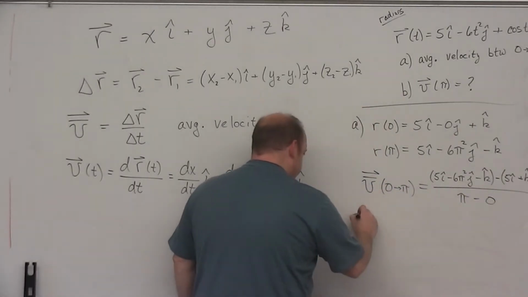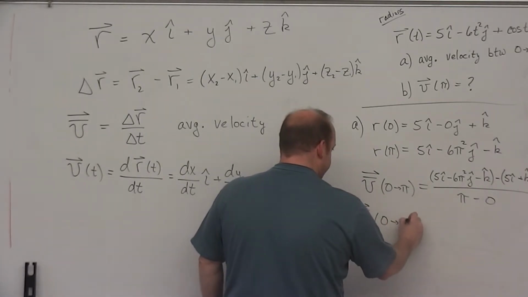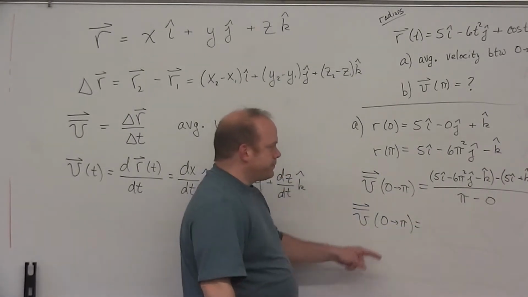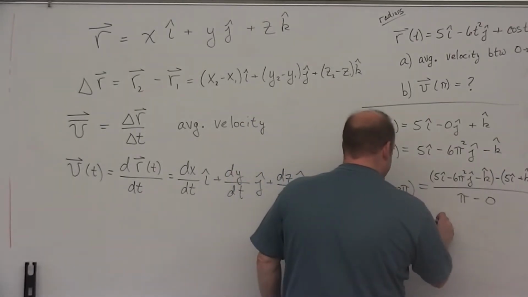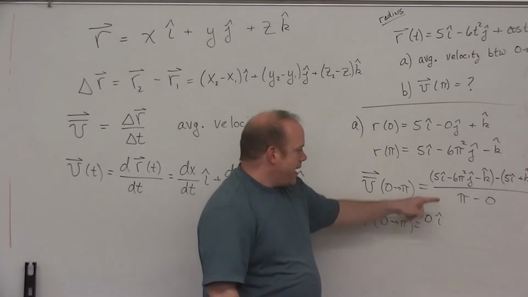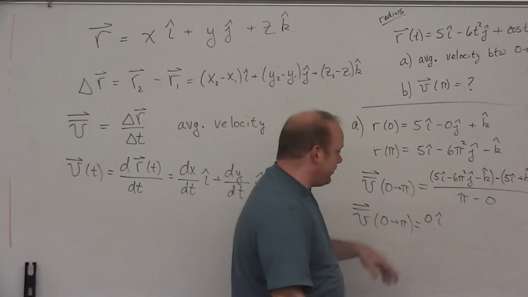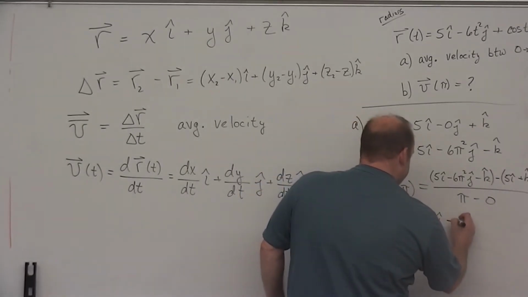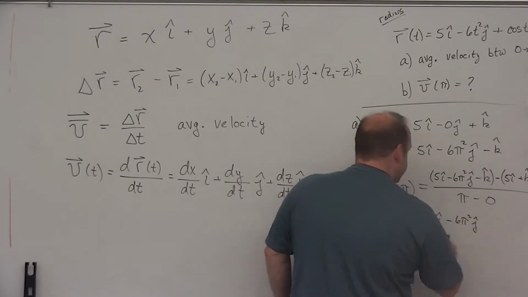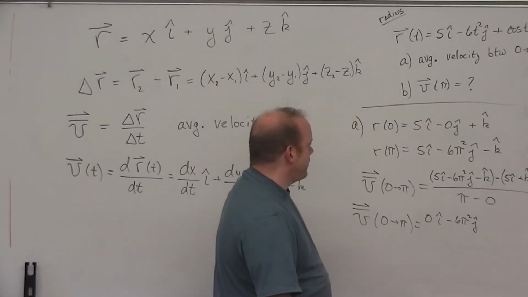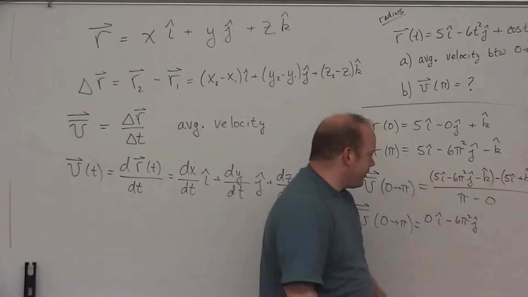So my average velocity between 0 and pi is equal to 5i minus 5i, so it's going to be 0 i hat. Negative 6 pi squared minus 0, so it's going to be minus 6 pi squared j hat. Minus k minus k, so it's going to be minus 2k.